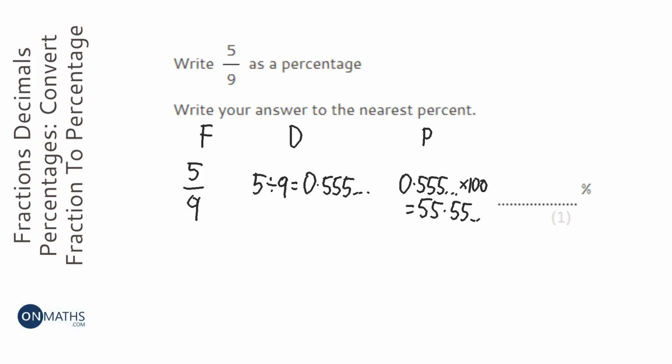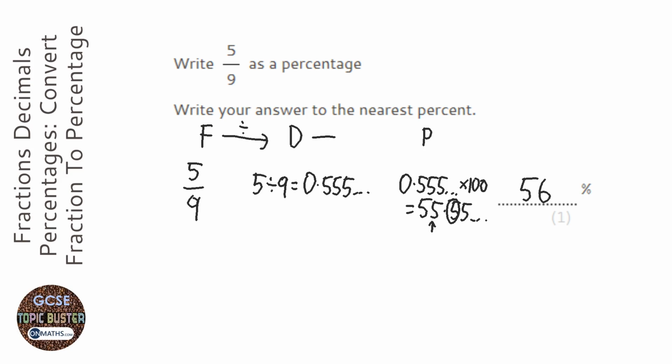55.55 and so on. And to the nearest percent, well, this 5 here is going to push the 5 here up by 1. So it's going to be 56%. So to get from a fraction to a decimal, you just divide top and bottom, and to get from a decimal to a percentage, you times by 100.